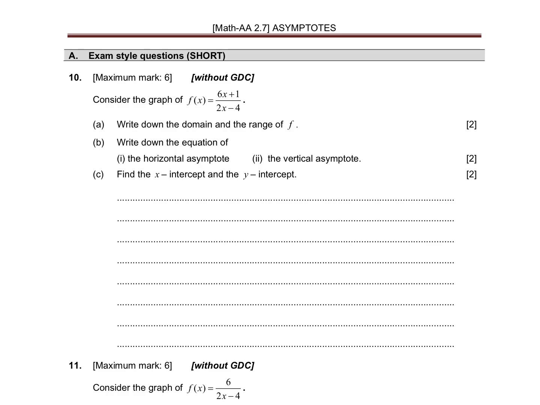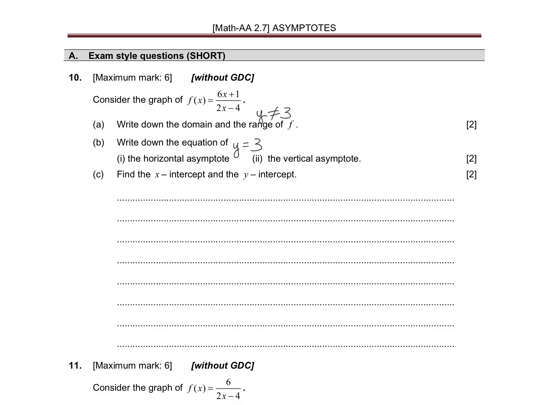Right, number 10, consider the graph of that. Write down the domain and the range. Well, I'm going to start with B because the horizontal asymptote is going to be y equals 6 over 2. Remember, it's the ratio of the coefficients, so y equals 3. And that means the range is y can't be 3.